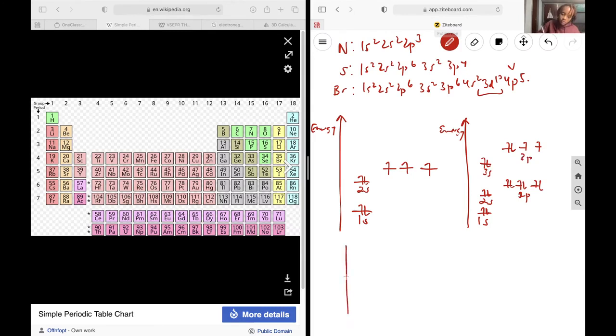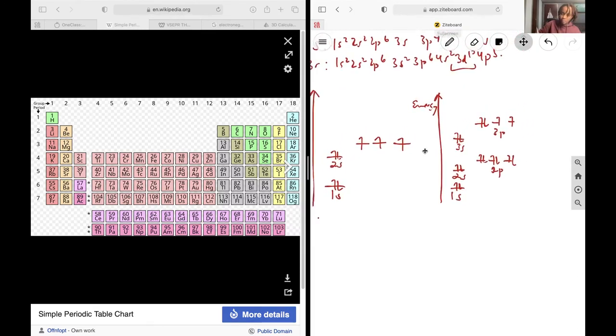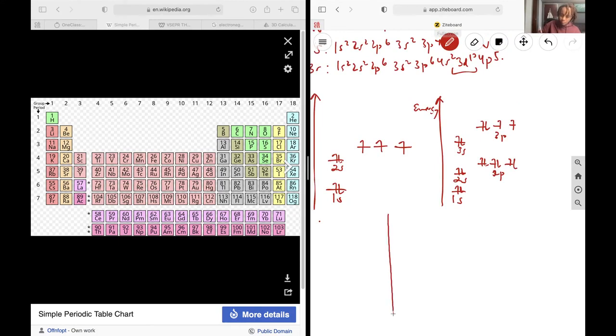And then lastly, I will have bromine. So again, I have my energy going up that way. 1s2, 2s2, 2p6, 3s2, 3p6, 4s2, but as I mentioned, this 3d should technically come before it.